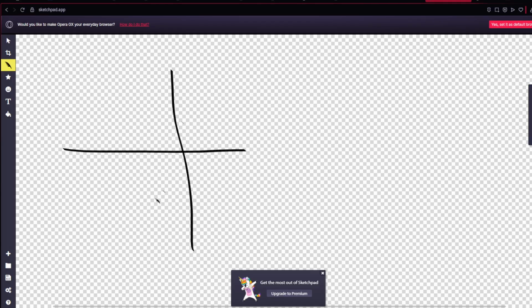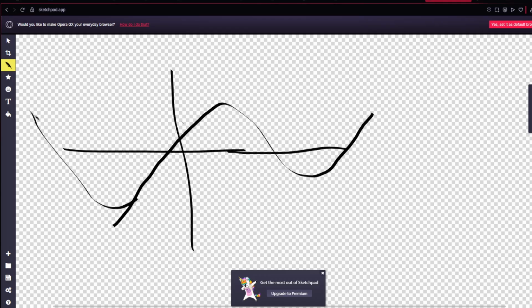Let me just redraw it. So a sine function looks something like this, and here would be negative pi over 2. Here would be negative pi. Here would be 0. This is supposed to go through the origin, but I just can't do it. And then this is pi over 2. That's pi, and that one would be 3 pi over 2. So I did draw it kind of wonky.